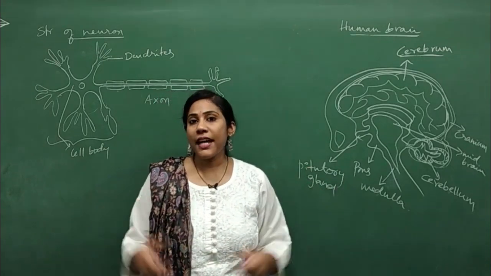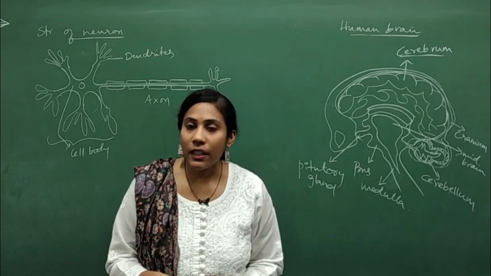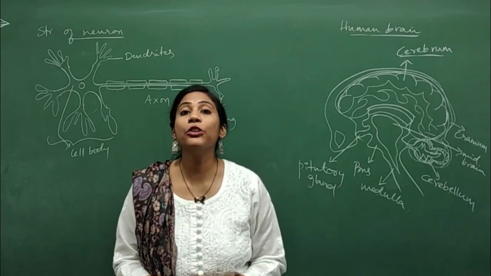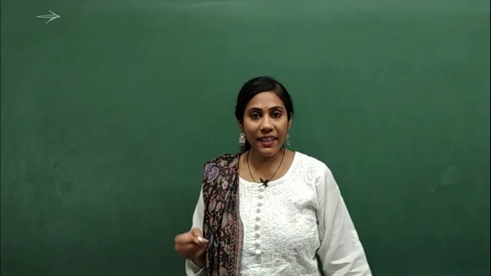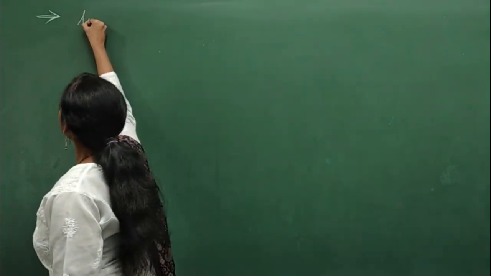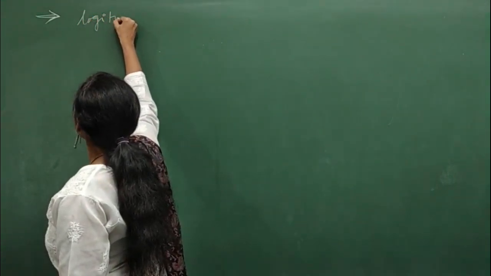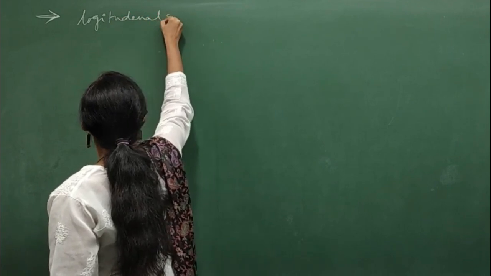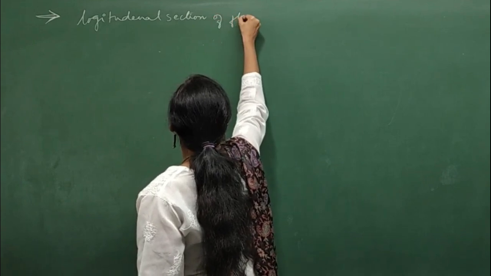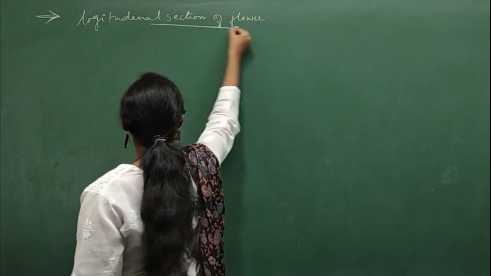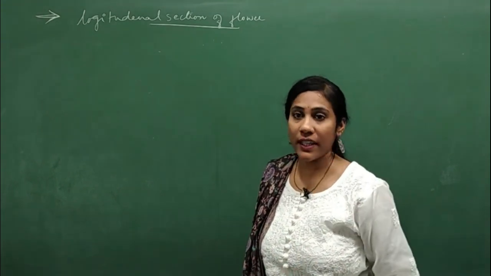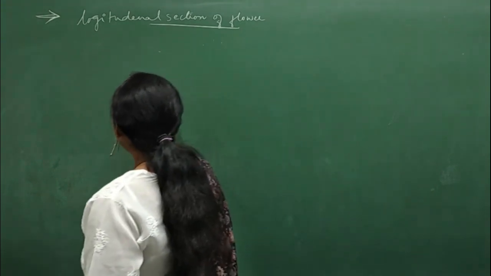So these are the two structures that can be asked from the chapter Control and Coordination. And now I will move to the chapter How Do Organisms Reproduce. See guys, the first diagram that you have to concentrate on here is the longitudinal section of a flower. Clear? And this is a very easy diagram. You need not struggle too much, where showing its parts is as important as drawing the diagram. So how do you draw it?